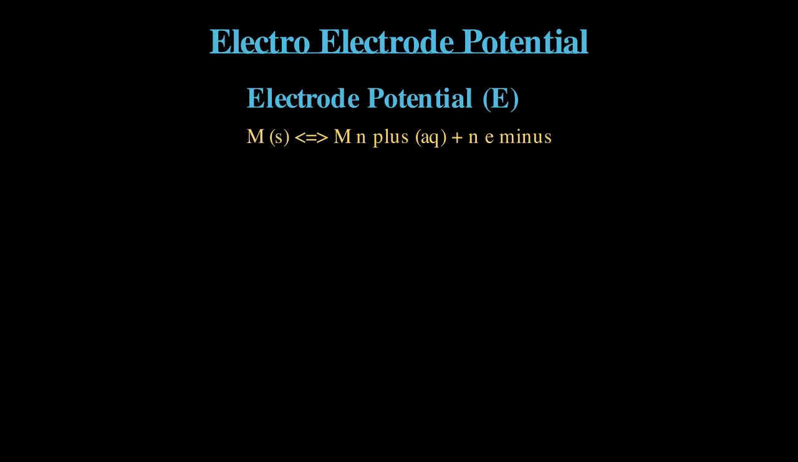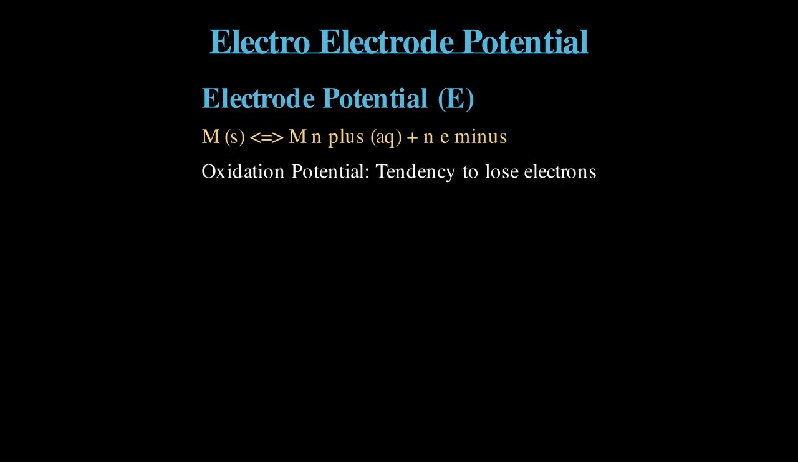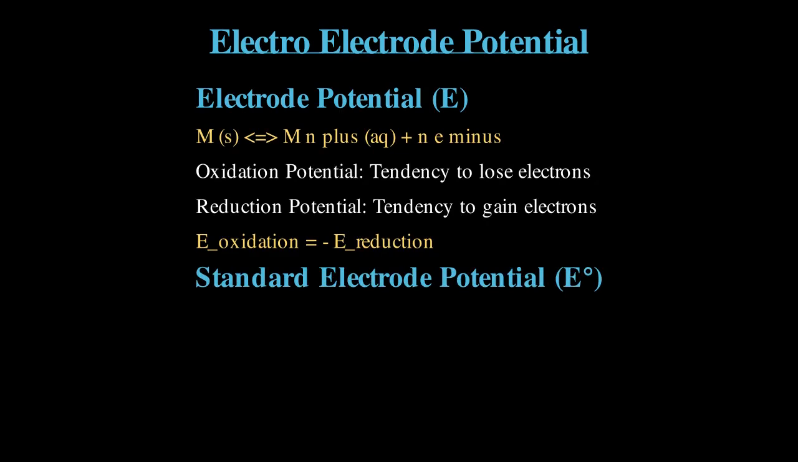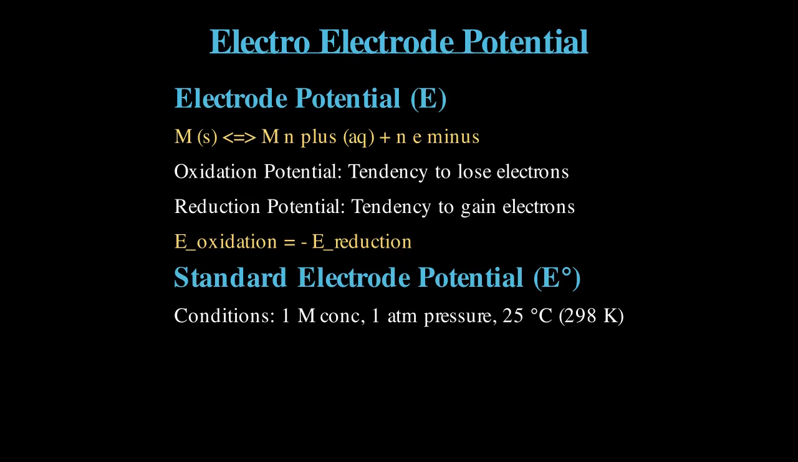This tendency can be one of 2 types. First is the oxidation potential, which is the tendency to lose electrons and get oxidized. Second is the reduction potential, the tendency to gain electrons and get reduced. They are numerically equal but have opposite signs. So, the oxidation potential is the negative of the reduction potential. To compare different electrodes fairly, we use the standard electrode potential, which is measured under specific standard conditions: a 1 molar concentration of ions, 1 atmosphere pressure for gases, and a temperature of 25 degrees Celsius or 298 Kelvin.